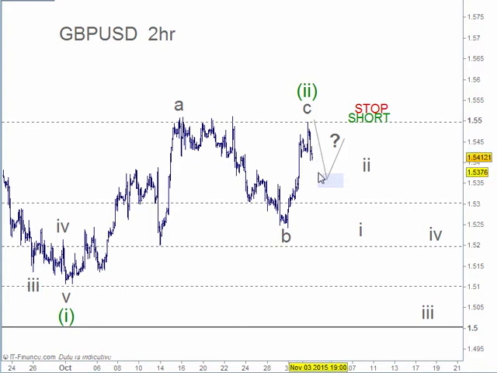Let's just have a look at it. We'll update it on the London opening to see what it looks like at that point. But it could be that we've got the A wave to here, the B wave to here, and the C wave to here, and it's finished and it moves down through here.